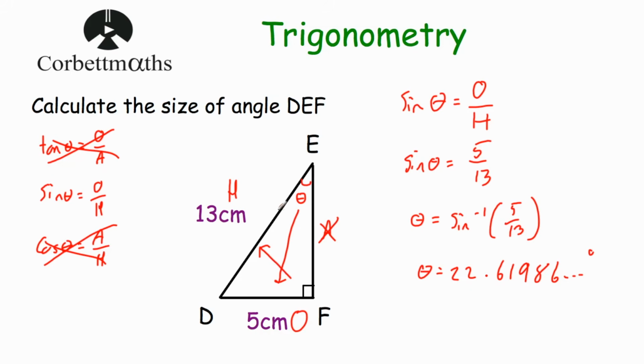So that's great. We've found the size of angle DEF. The size of angle DEF is 22.6, and let's just round this to 22.62 degrees to 2 decimal places, and that's it.